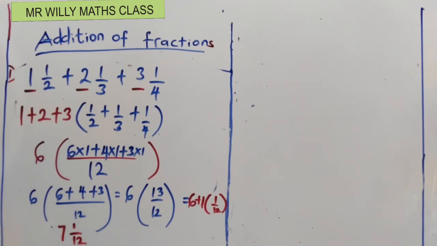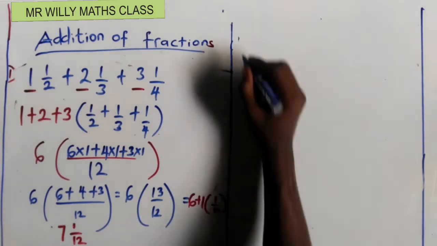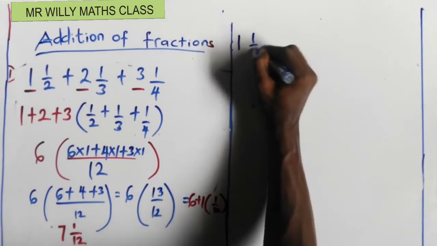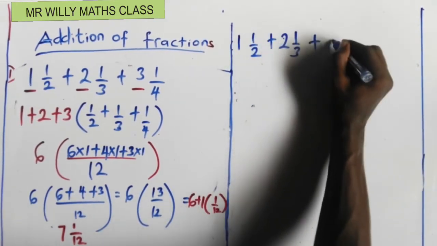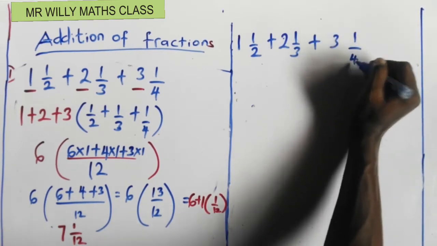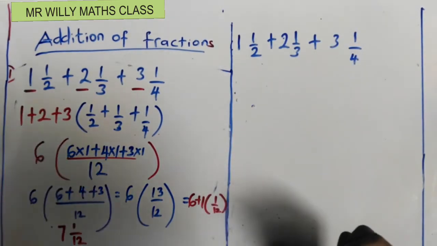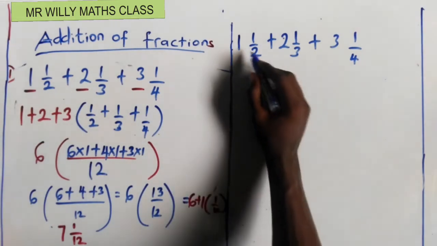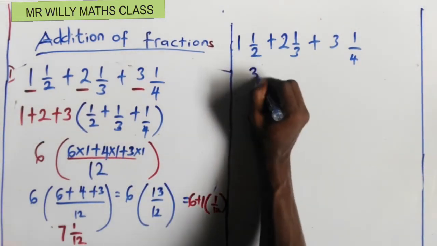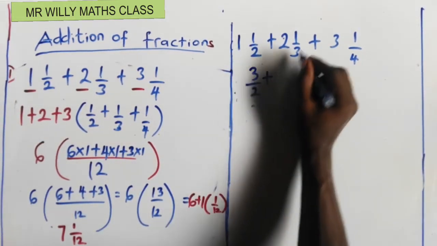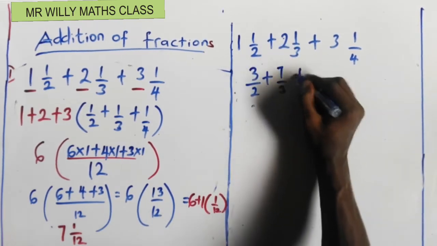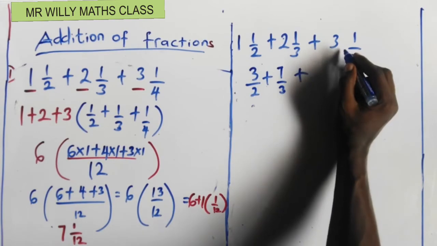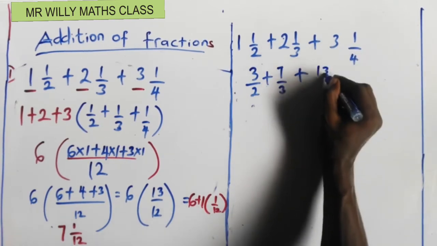Let's use the other method. Now let's assume that you want to use the other method. You're having 1 whole number 1 over 2 plus 2 whole number 1 over 3 plus 3 whole number 1 over 4. In this method, you change the mixed fraction into an improper fraction by saying 2 times 1, 2 plus 1. That will be 3 over 2 plus 3 times 2, 6 plus 1. That will be 7 over 3 plus 4 times 3. 4 times 3 is 12 plus 1. That will be 13 over 4.